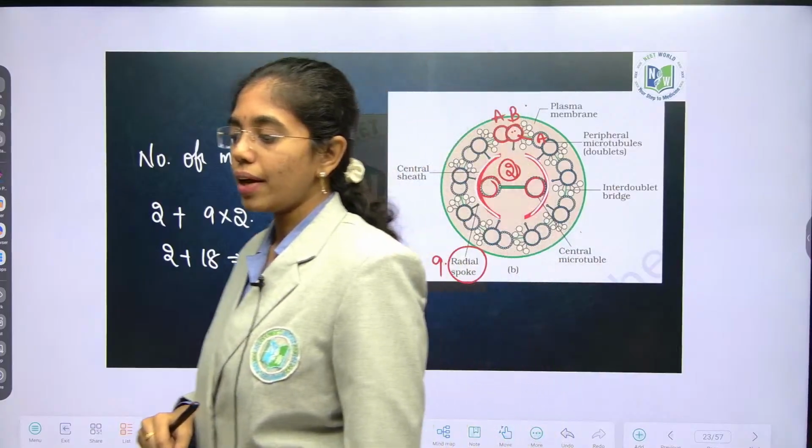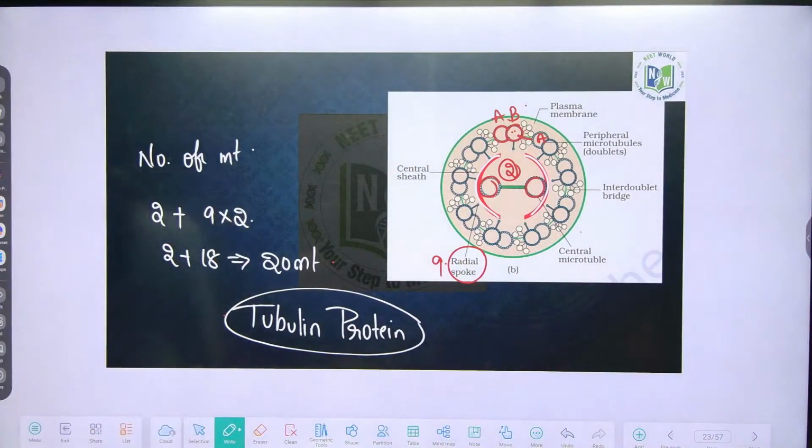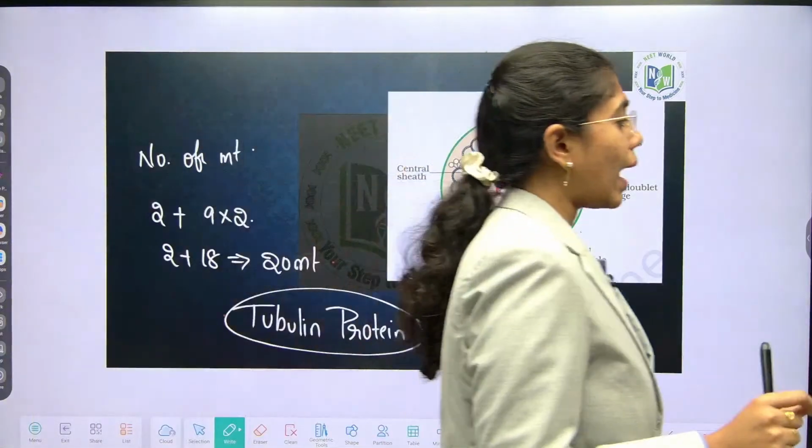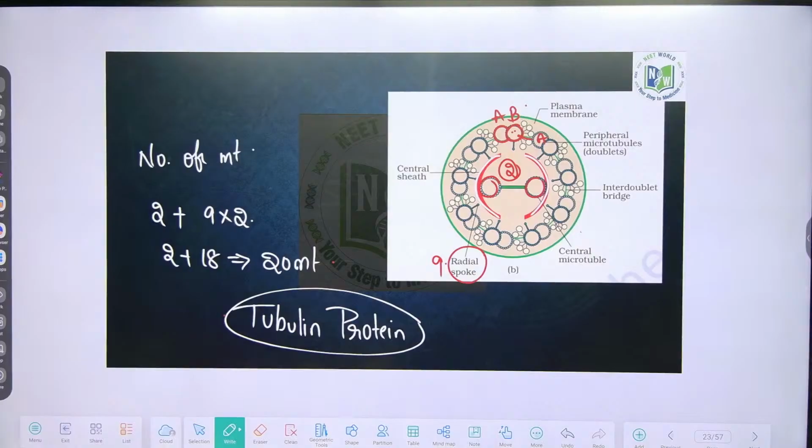Any doubts anywhere? Go through your NCERT, I will give you 2 minutes of time, about cilia, flagella and centriole. You have 2 paragraphs, right? In my presence, right away you read. Quickly, if you have any doubt, you can ask me.